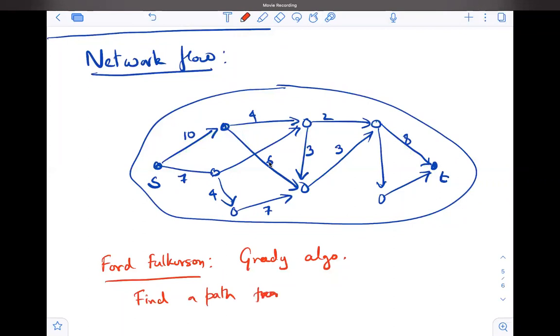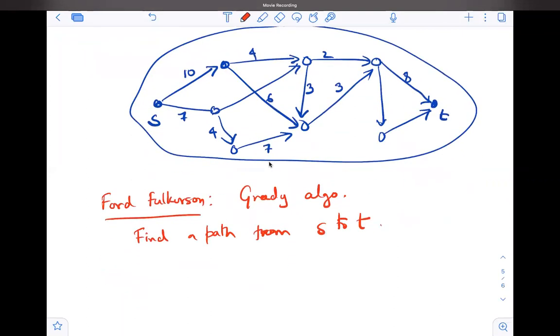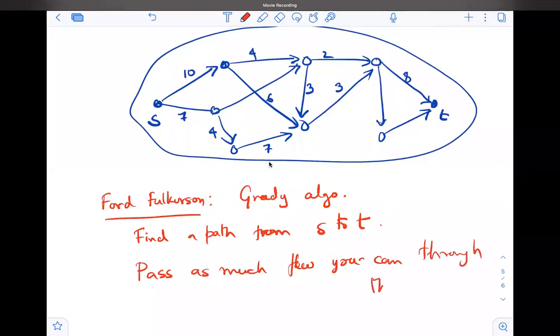Find a path from S to T, and pass as much flow as you can through the path. Now this makes sense, okay? So say for example, I will write this way. I kind of find this path, say here. Now there's a path, and I say, okay, I have to pass as much flow as possible.